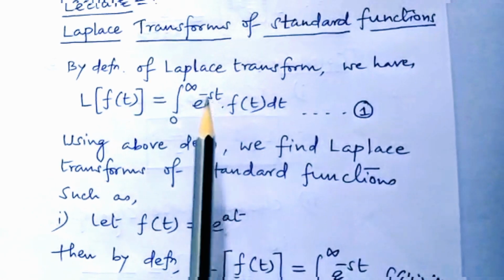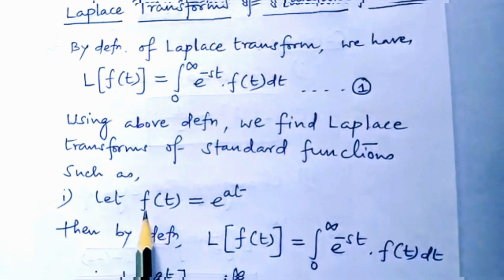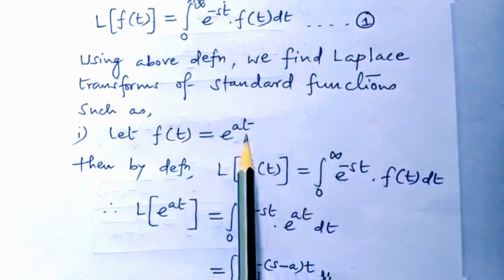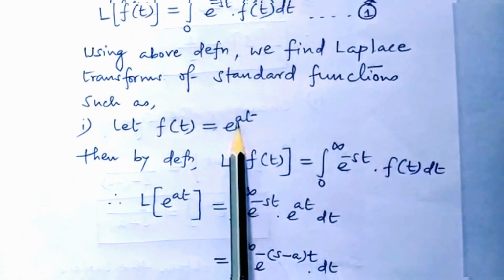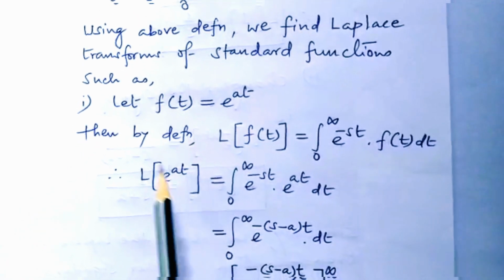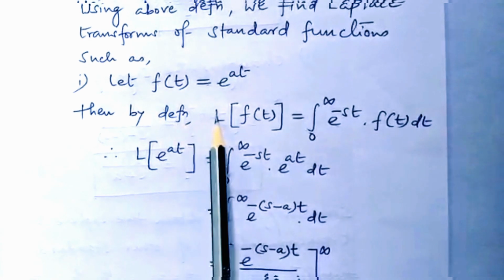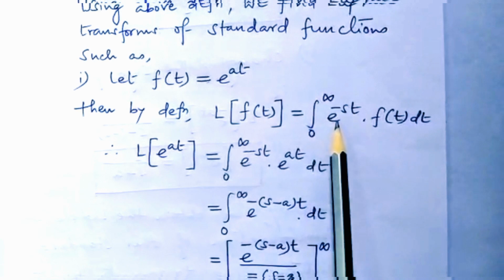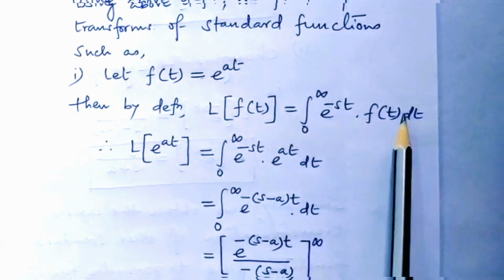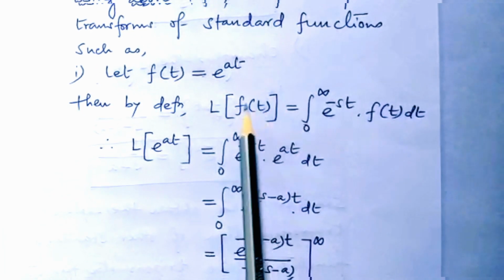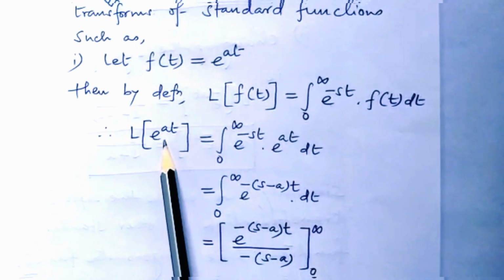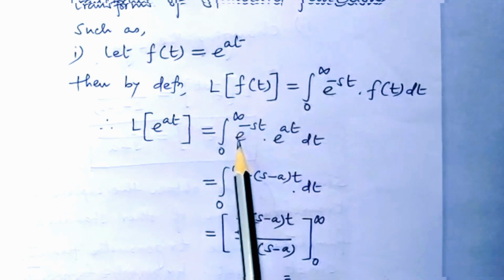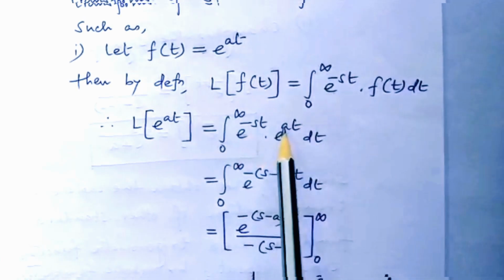So for that, let me take one example. Let f of t be e to the power of at, which is an exponential function. So here t is a variable and a is a non-zero coefficient. So by definition, Laplace of f of t, as we know, is the integral from 0 to infinity of e to the power of minus st f of t dt. Now wherever f of t is there, I am going to replace it by e to the power of at. So accordingly, the integration between 0 to infinity of e to the power of minus st times e raised to at dt.